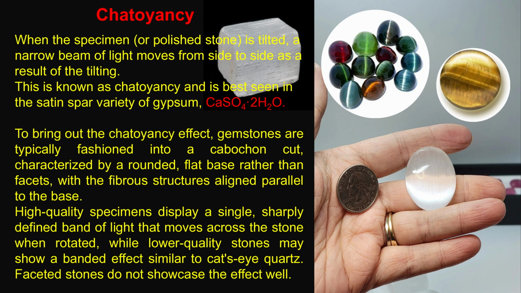To bring out the chatoyancy effect, gemstones are typically fashioned into a cabochon cut. Cabochon cut is a style of gemstone cutting that features a smooth, rounded top and a flat base, rather than the faceted surfaces seen in many other cuts, with the fibrous structures aligned parallel to the base.